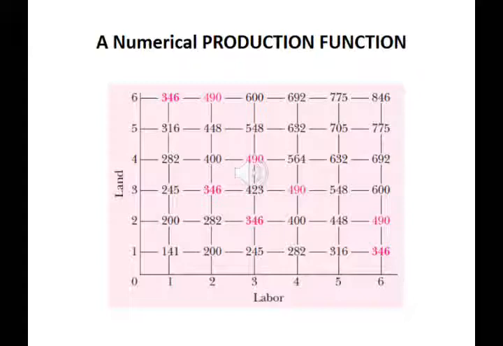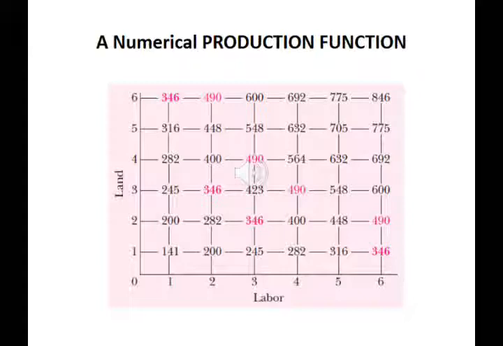Remember that constant returns to scale, increasing returns to scale, and decreasing returns to scale are different from the law of diminishing returns. Why? Because they only apply when I'm changing the scale of production, which means that I'm changing all factors of production together. Okay? It's different from the law of diminishing returns where I'm fixing one factor and only changing the other.